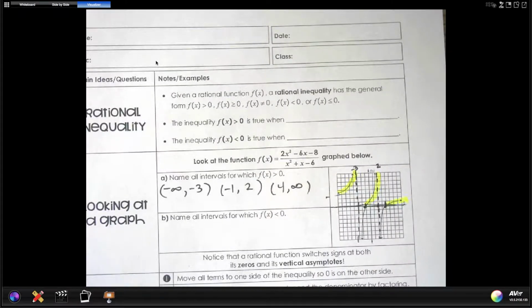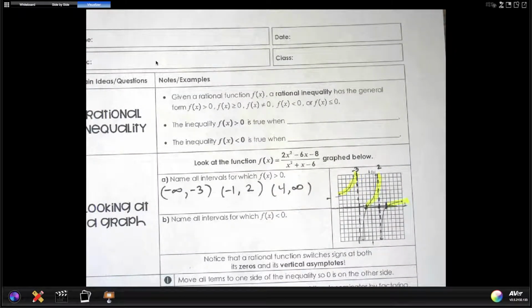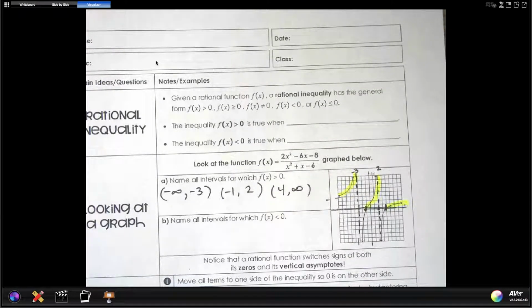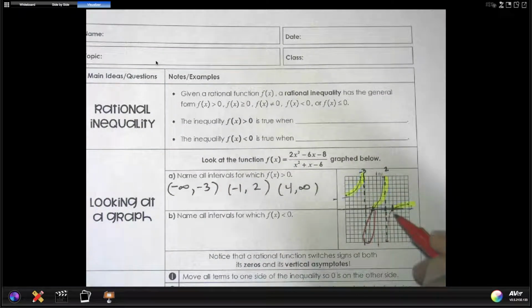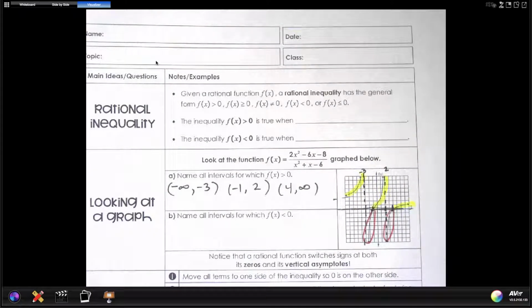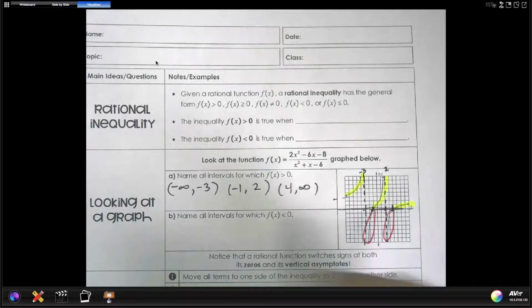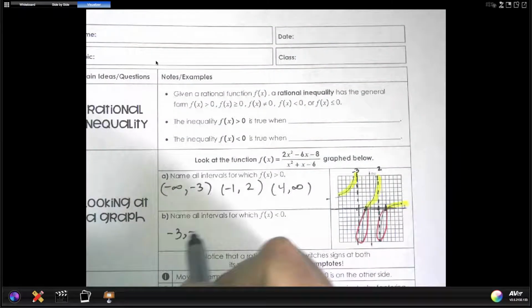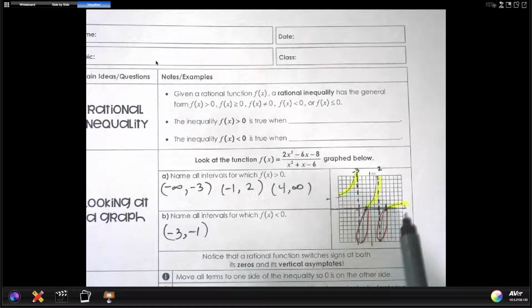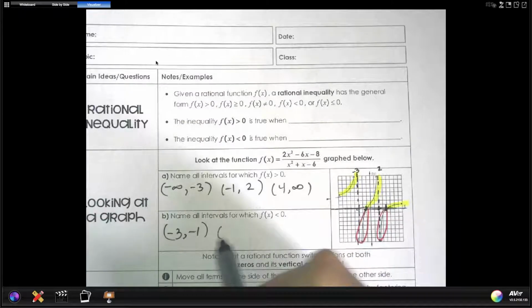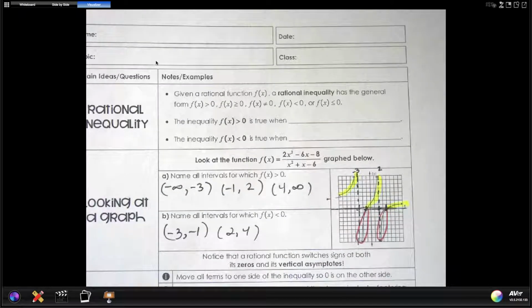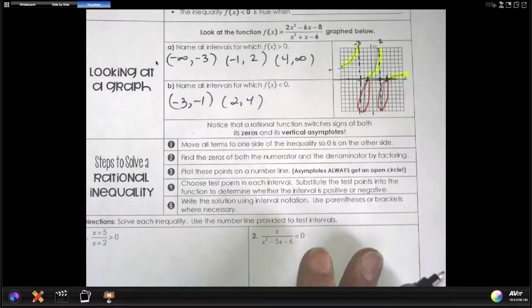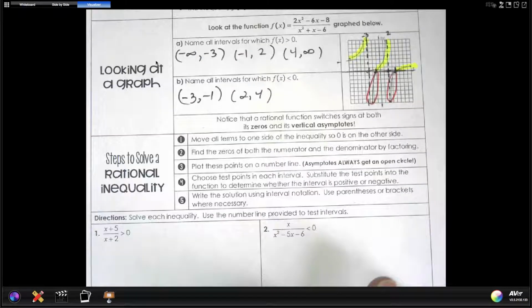Now, if I'm looking for the intervals where it's less than 0, then that means I am looking at these bottom parts. And there's only 2 places where the intervals are going to be less than 0. So from -3, and that's -1. And then between here and here, and that's 2 and 4. Now in your assignment, we're not going to do it by looking at a graph, we're going to do it algebraically. So these are the steps on how to solve for these inequalities.